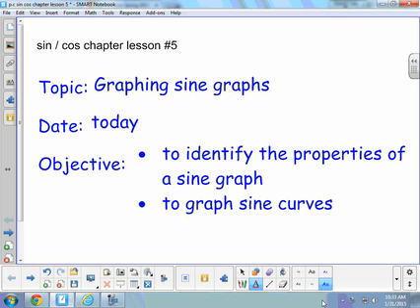All right, today we're moving along to lesson number 5, graphing sine graphs. Our objective is to identify the properties of a sine graph and sine curves.